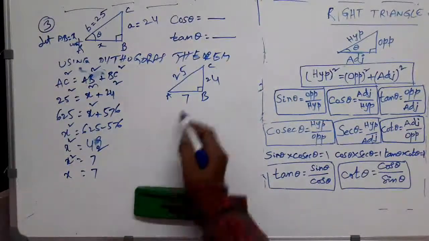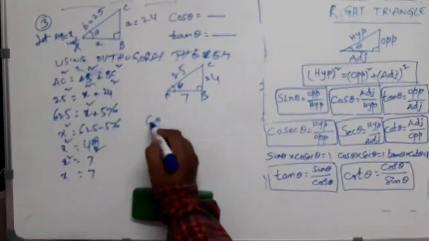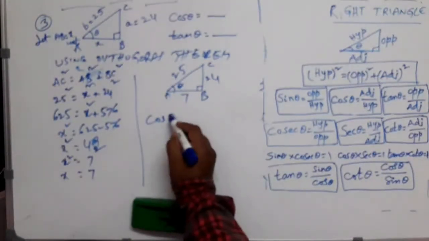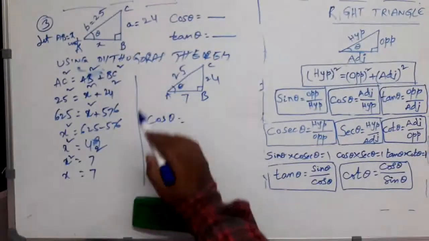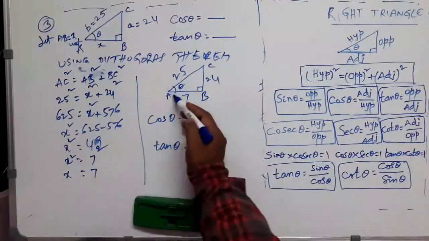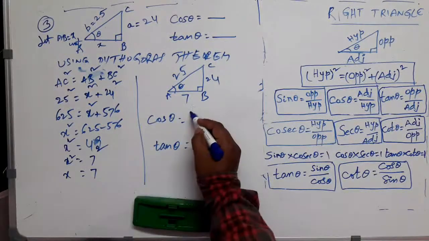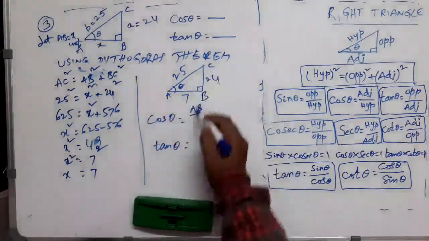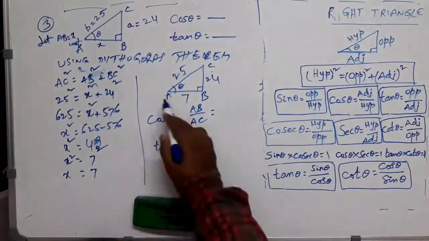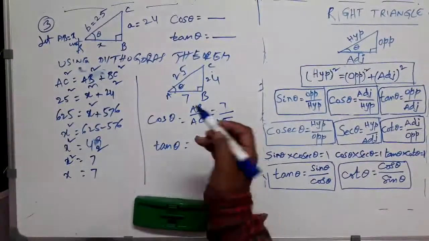Of course, it is given as angle A is theta, right? Now tell me, simply easily you can find out, right? Cos theta and tan theta. For this angle theta, what is cos theta? What is the formula for cos theta? Adjacent side by hypotenuse. This is adjacent and this is hypotenuse. So this is AB divided by AC, that is 7 units divided by 25 units.